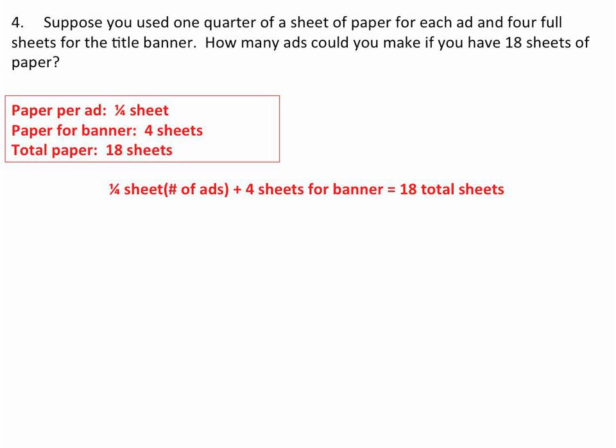So a quarter of a sheet times the number of ads plus the 4 sheets for the banner should equal a total of 18 sheets. Again, let's let A be the number of ads. So I have a quarter times A plus 4 is going to be equal to 18.